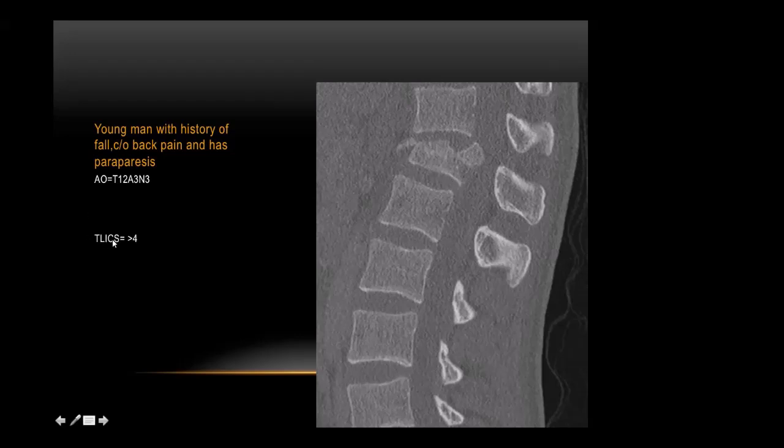And anything with a TLICS score of more than 4 is a surgical problem. If you notice here, you may find this slight kyphosis here, and the interspinous ligaments are opened up. But this is not the best modality. If you want to have a look at the posterior ligament complex, MR is the best modality.